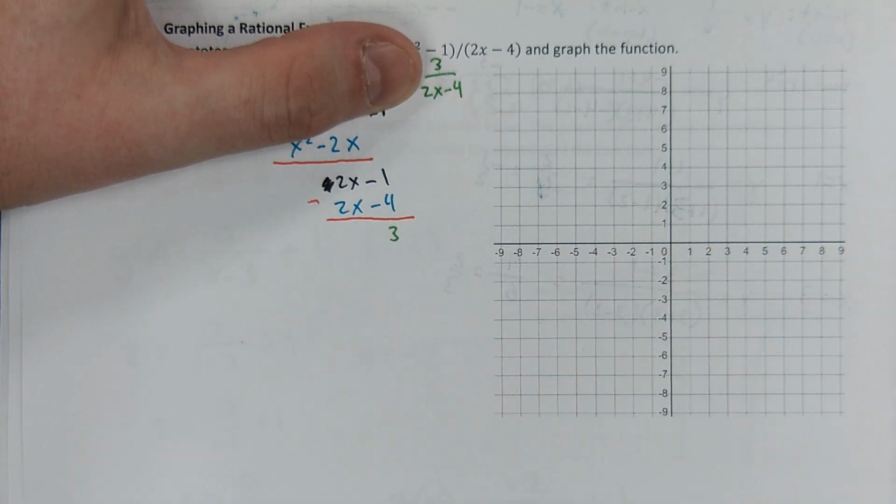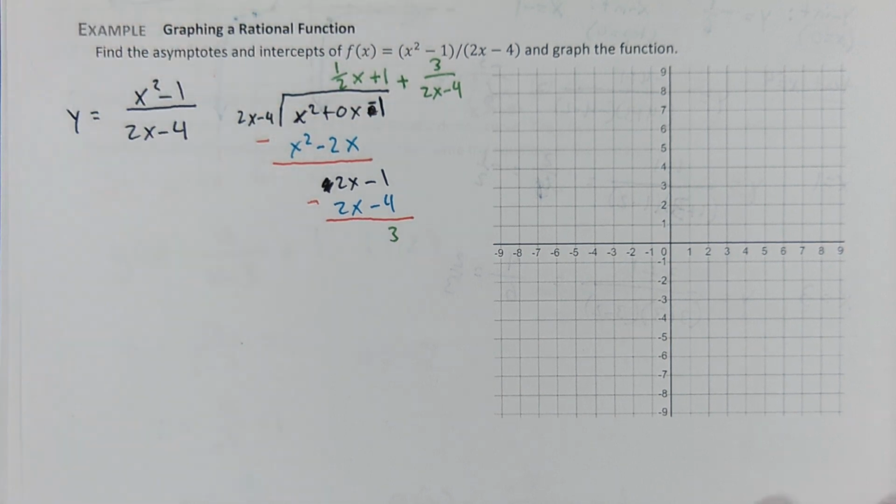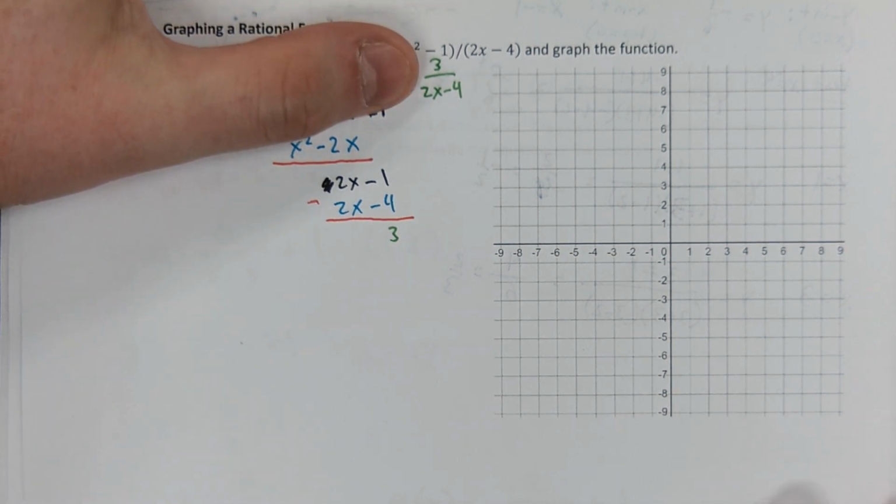Somebody said it. It approaches 0. Imagine 3 over 10 quadrillion. Darn near 0, isn't it? And you could also think of it as this remainder is bottom heavy. And all bottom heavy functions go to 0 as x gets bigger and bigger and bigger.